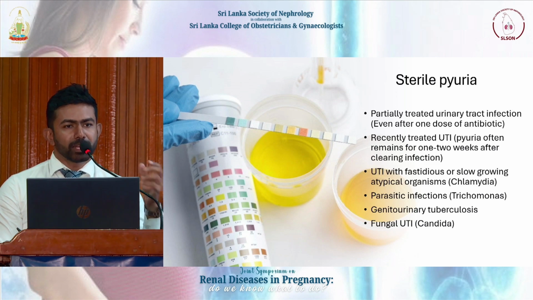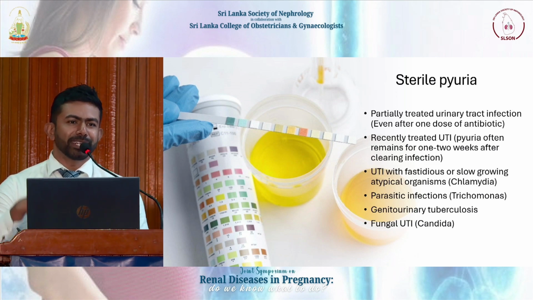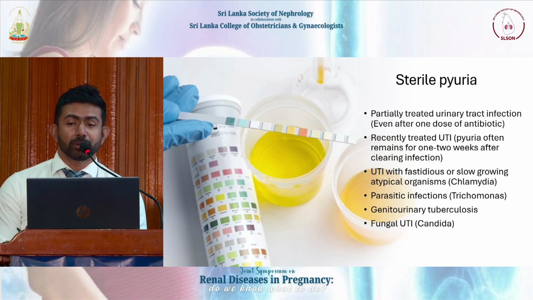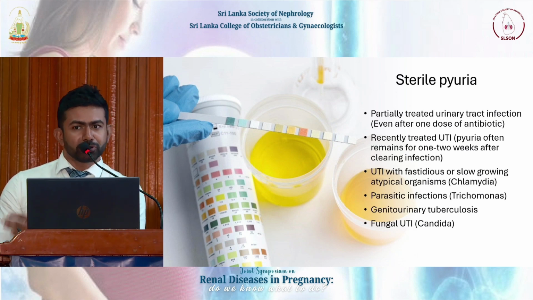This is also very important to know, otherwise you will tend to give more and more antibiotics because there is pyuria. But you can have pyuria even up to 1 to 2 weeks after treating a cystitis. So if the patient is asymptomatic and you know that the patient had a symptomatic UTI, and now there is some asymptomatic pyuria, you need not treat it again, but you need to just monitor the patient.